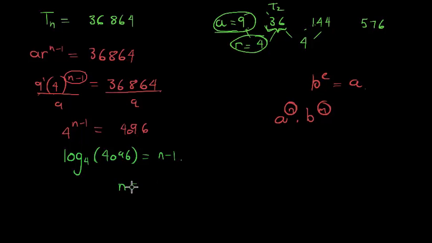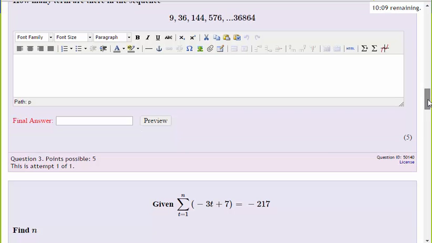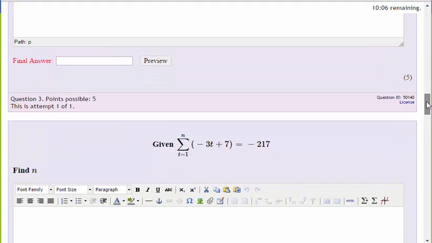Well done, ladies. 4 to the power of what? 2 to the power of 2. Yeah, what is that? 6. So n minus 1 is 6. Plus the 1, n is equal to 7. Okay. Great. Well done, that wasn't too bad, eh? Fairly simple 5 marks.